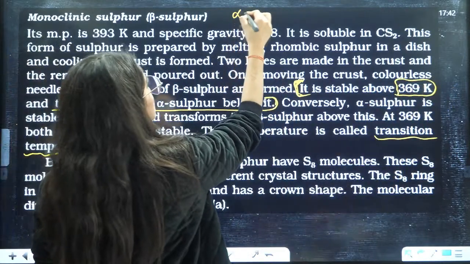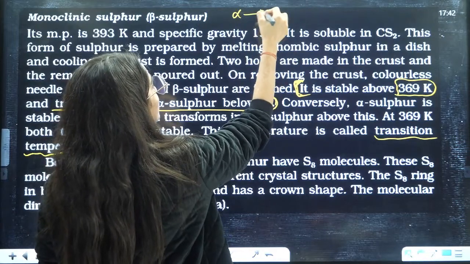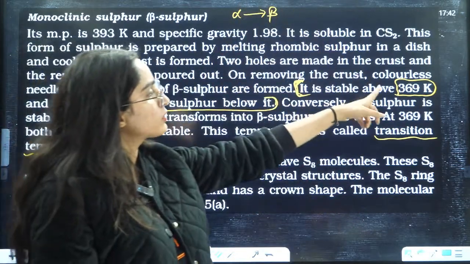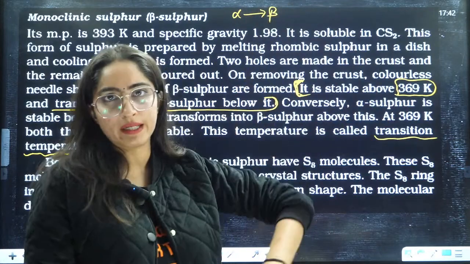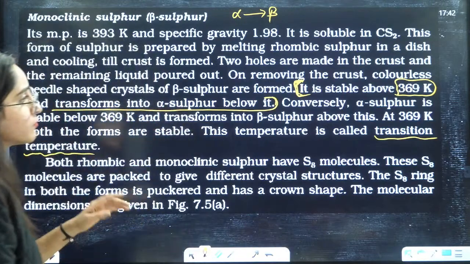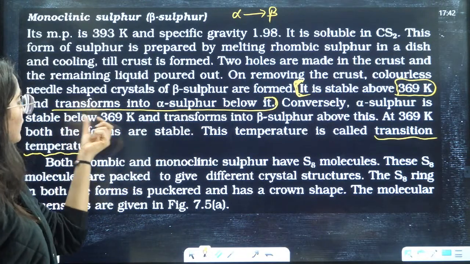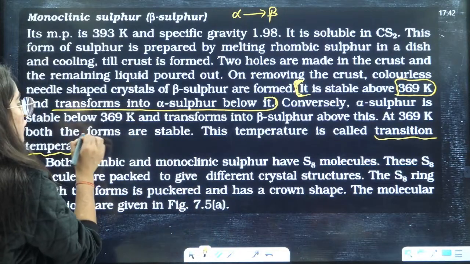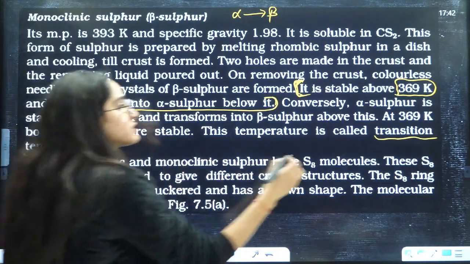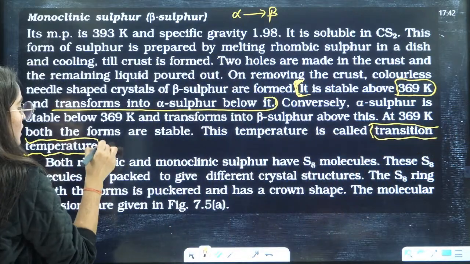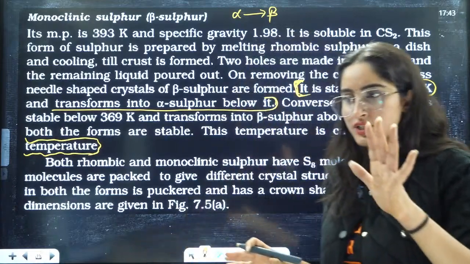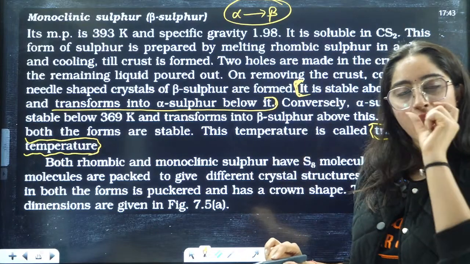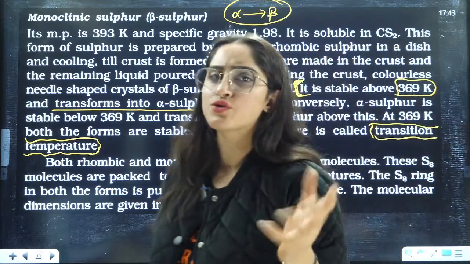That is why this temperature becomes very important for you, right? We know that alpha is converted to beta, and we are talking about a temperature that is 369 Kelvin. If we heat this up to 369 Kelvin, then it will be converted to beta. That means here we have the transition. Conversely, alpha sulfur is stable below 369 and transforms into beta above this. That means it is 369 where both forms are stable. So this temperature is called the transition temperature. If they ask you the transition temperature, remember that alpha and beta interchange at the particular temperature of 369 Kelvin.